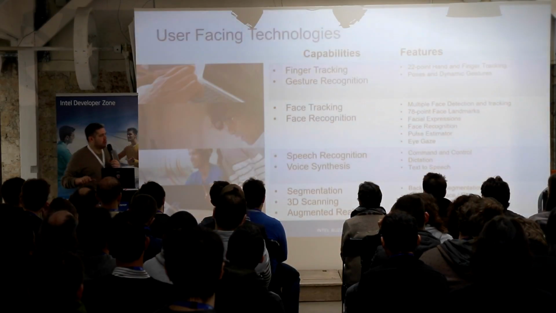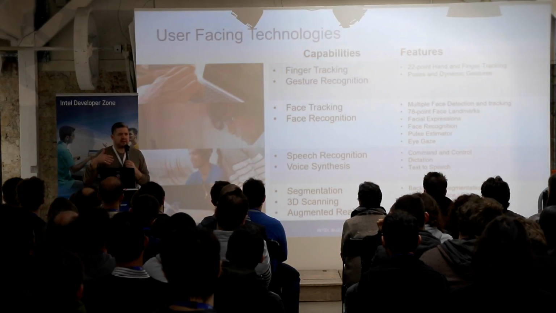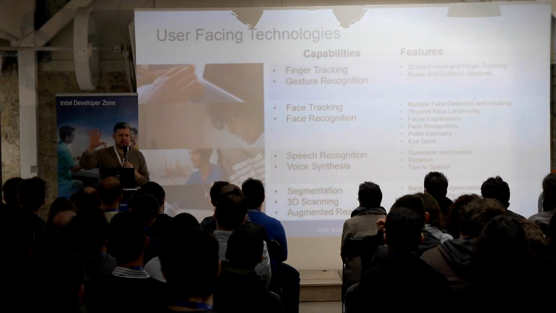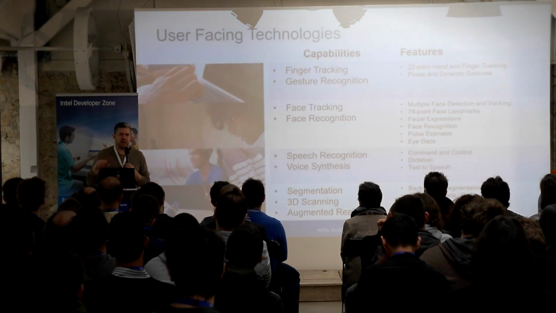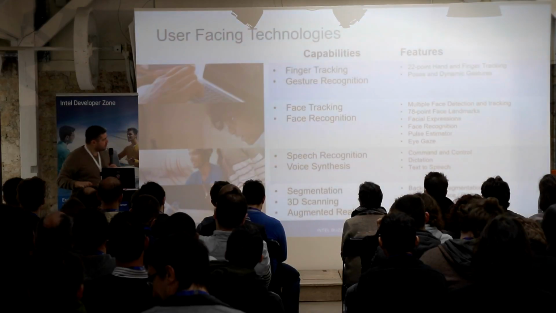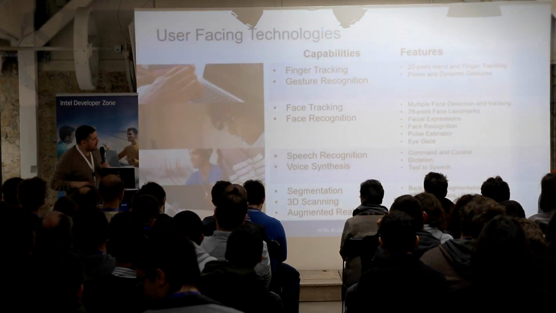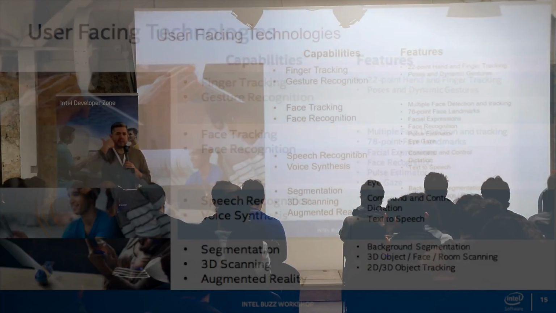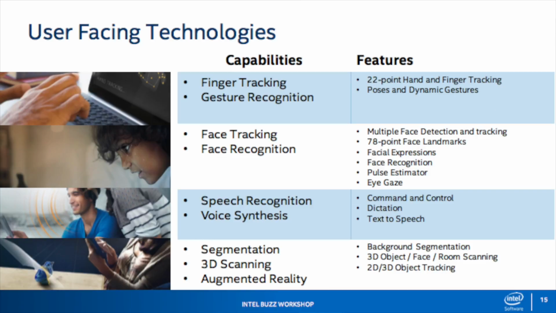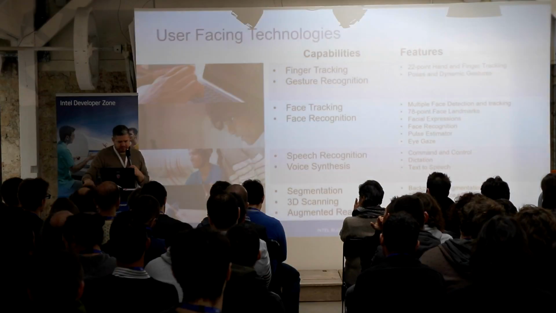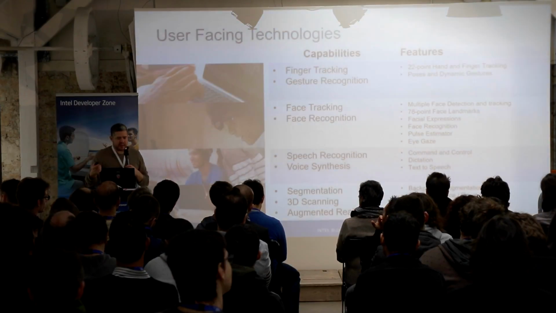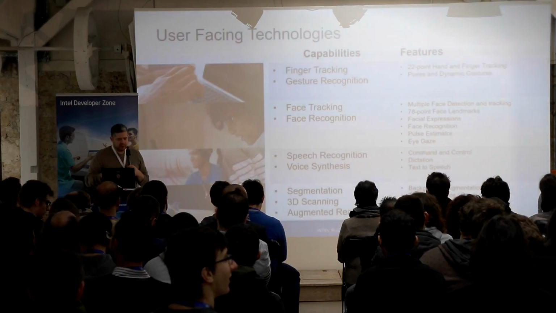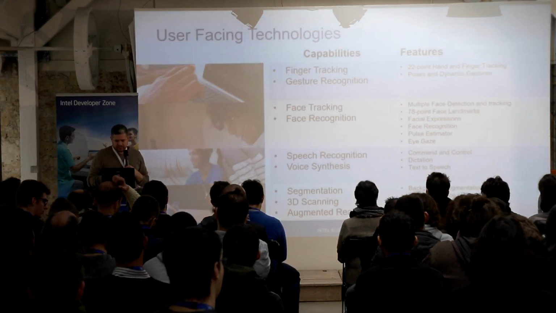Gesture recognition: it can recognize 10 predefined gestures, so fingers spread, a wave, a click. It can recognize all of those. Face tracking: it can track 78 points of your face, around your eyebrows, your cheekbones, your pupils. You can track all of those. Speech recognition: command control, dictation. We spoke about background segmentation.